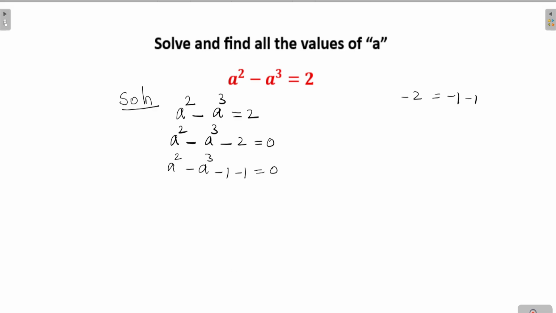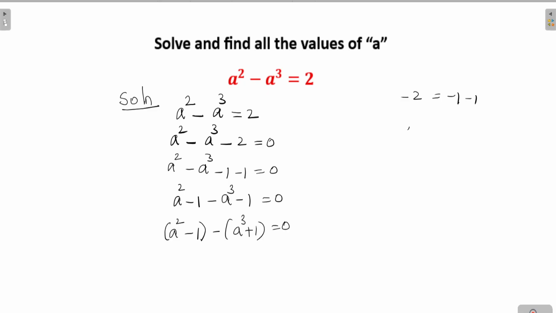Now we can regroup the terms: a square minus 1, minus a cube minus 1, equal to 0. The first two terms are a square minus 1. The last two terms are minus of a cube plus 1, so a cube plus 1 equal to 0.